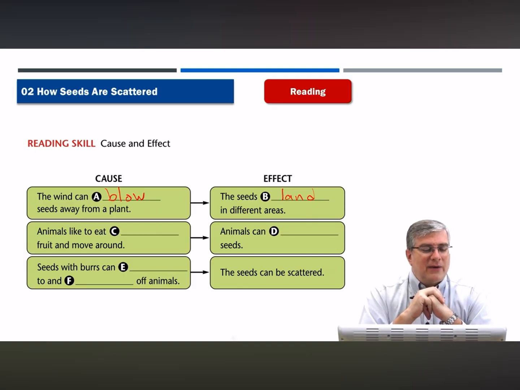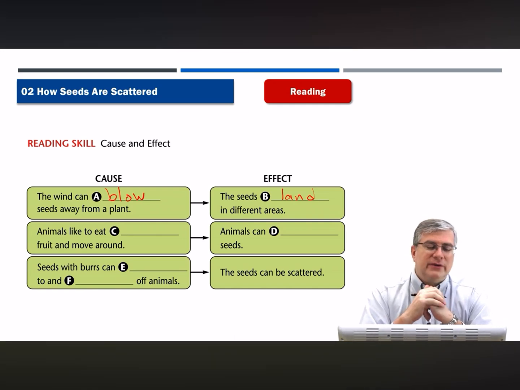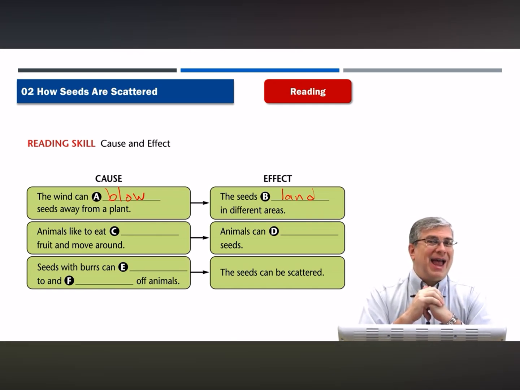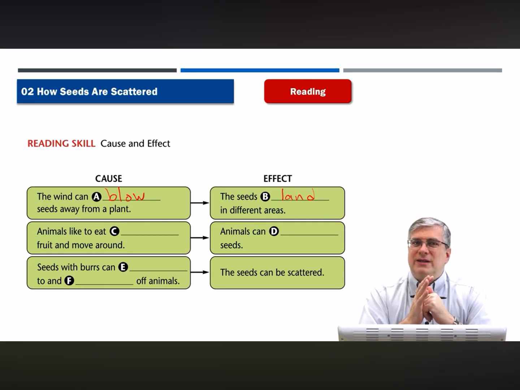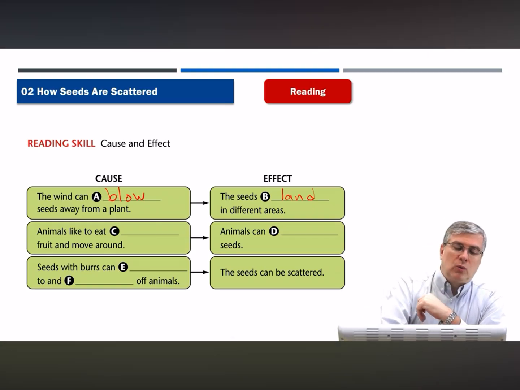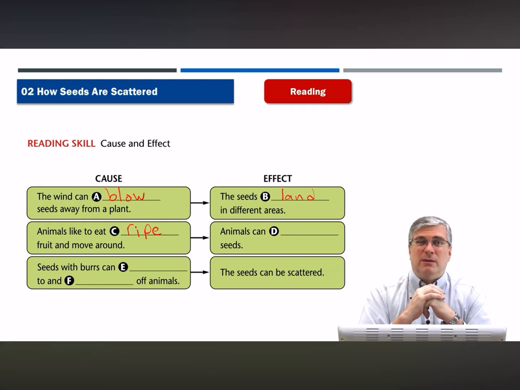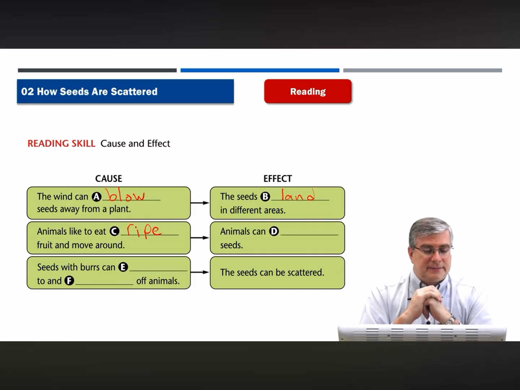Okay, next we have animals like to eat fruit and move around. So fruit is our noun, right? So we need some kind of adjective to describe fruit. What kind of fruit do animals eat? Well, of course, animals aren't going to eat fruit that is not ready to eat, so they're going to eat ripe fruit. Ripe means ready to eat, fully grown and ready to eat. It doesn't always mean ready to eat. I mean, some things can be ripe and you don't eat them. It just means fully grown. But when we're talking about plants, vegetables, fruits, things like that, ripe means ready to eat.